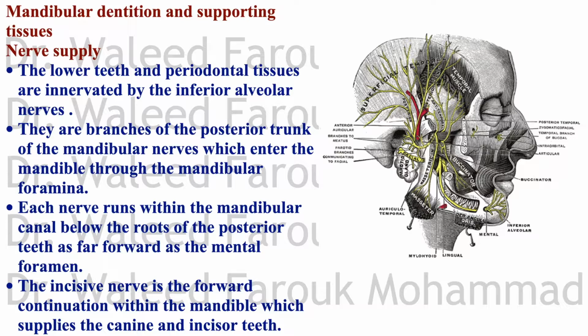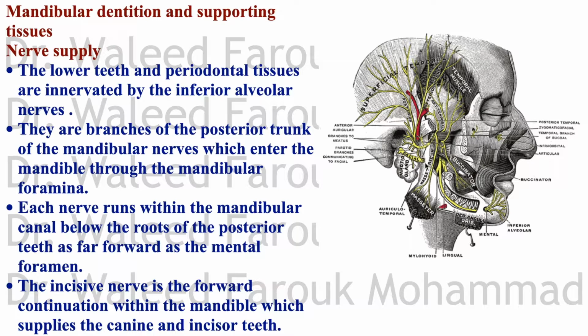Now, regarding the mandibular dentition and supporting tissues, the nerve supply: the lower teeth are innervated by the inferior alveolar nerve. This is the inferior alveolar nerve, and it's a branch of the posterior trunk of the mandibular nerve, and we studied this in the infratemporal fossa, the branches of the mandibular nerve.